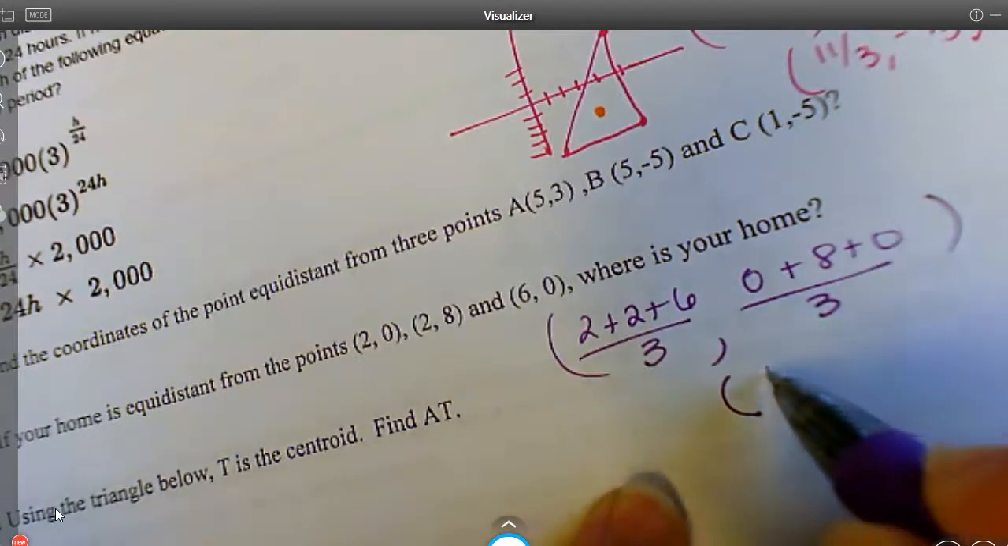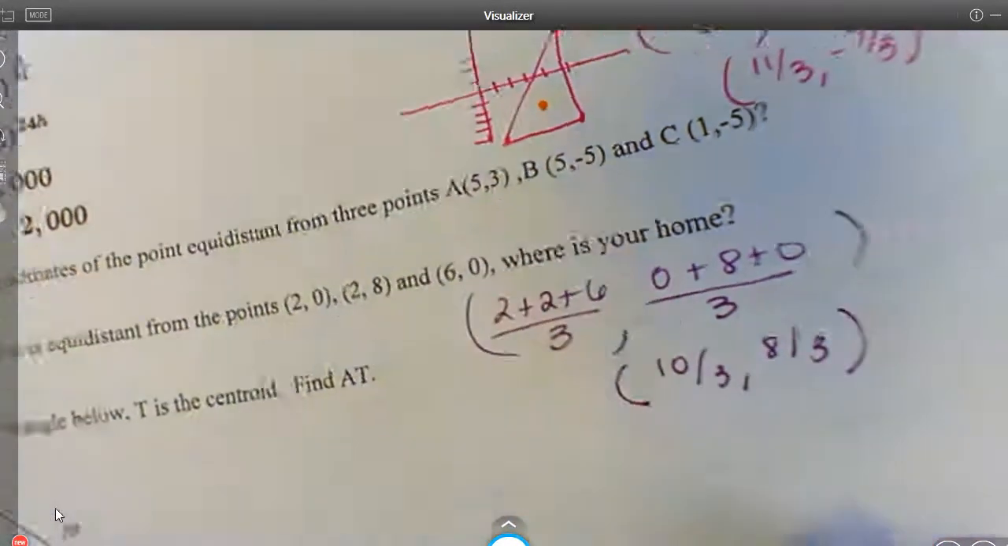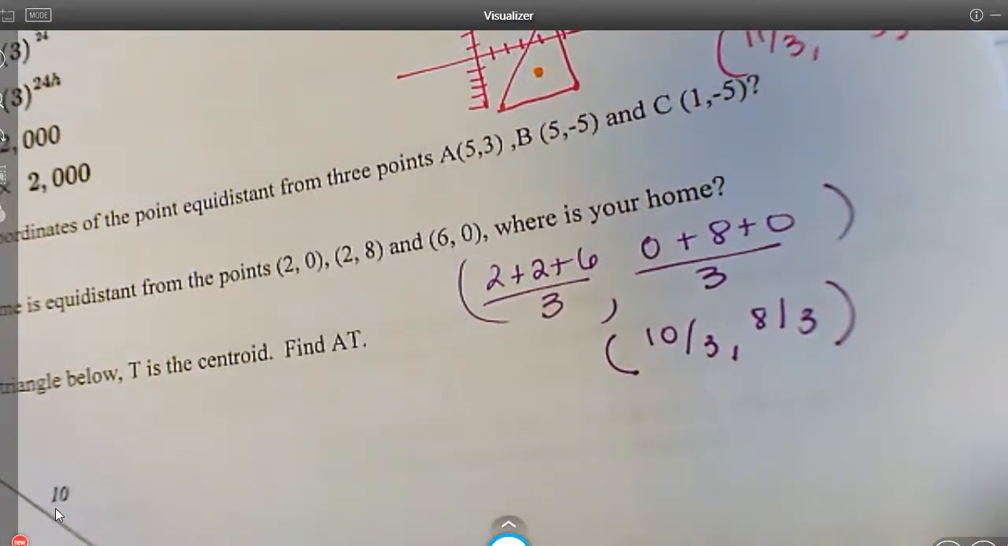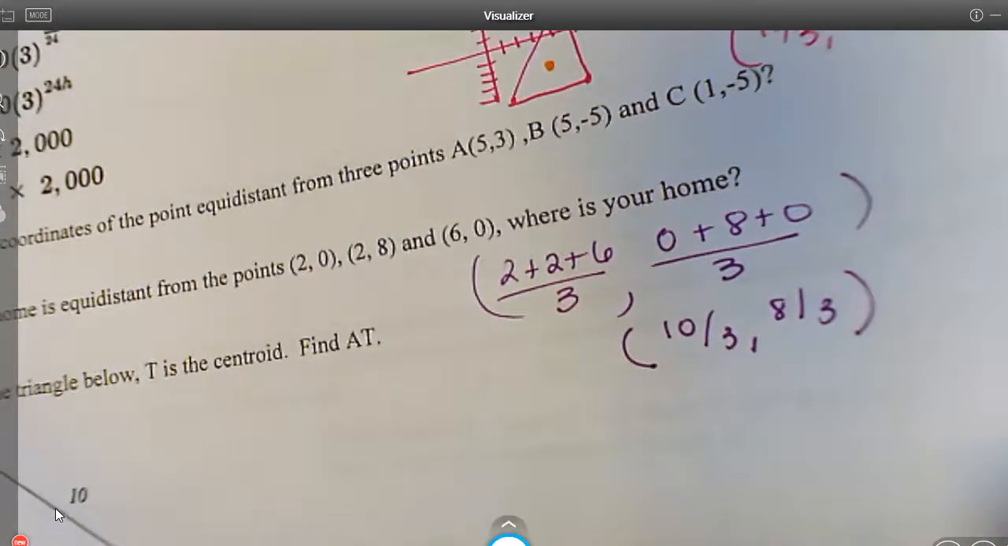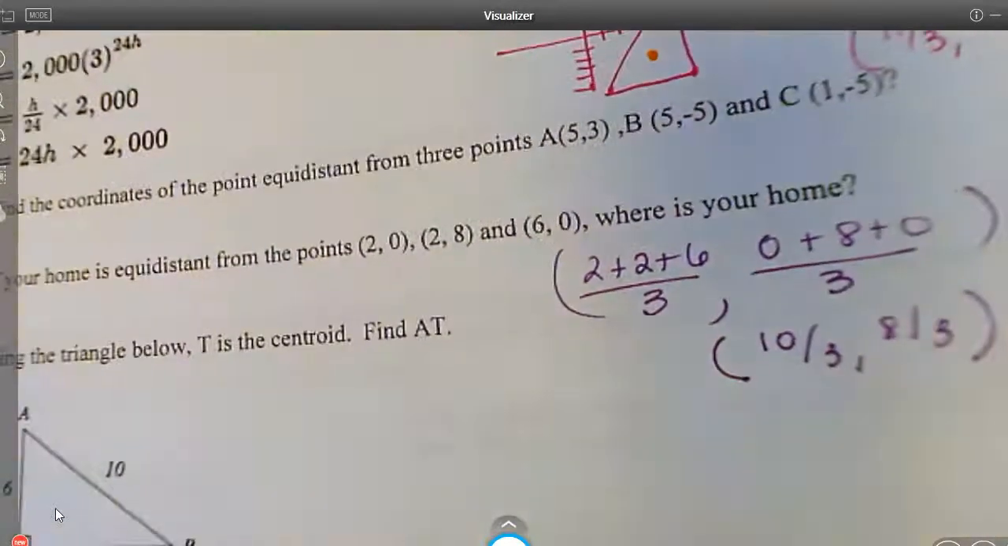So we get 10 thirds and 8 thirds. Any questions about that? Don't let the words trip you up. You're going to see a lot of words. Just read it and go along with it.